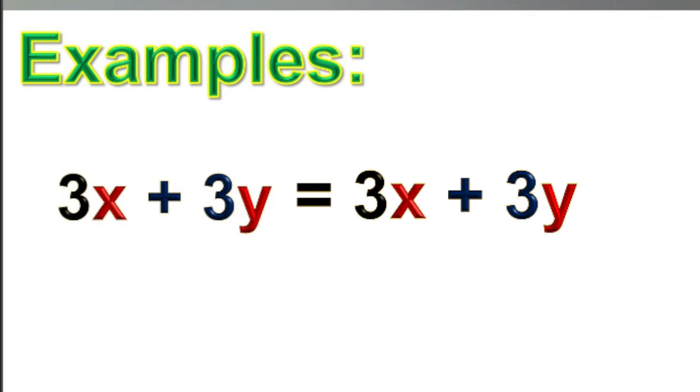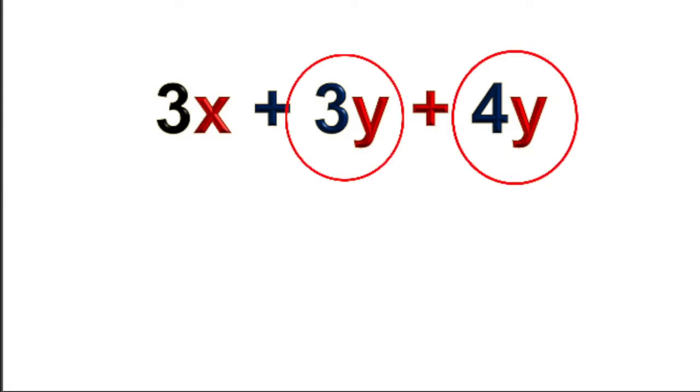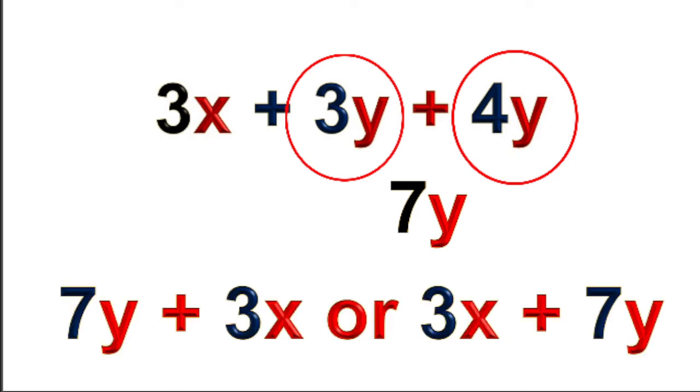3x plus 3y. Another example. 3x plus 3y plus 4y. 3y and 4y are like terms. So we can add the numerical coefficients. 3 plus 4 is 7. And copy the literal coefficient which is y. So 7y. And we cannot add 3x. So the answer is 7y plus 3x or 3x plus 7y.